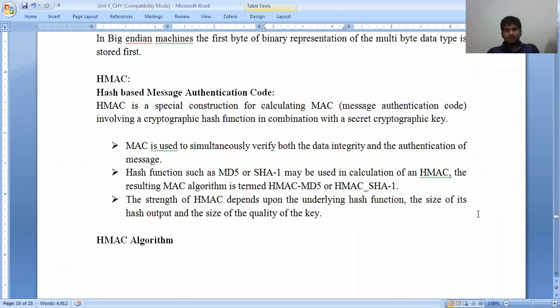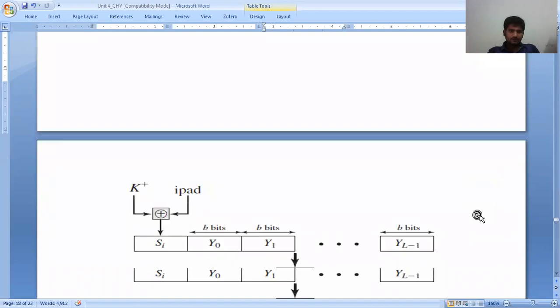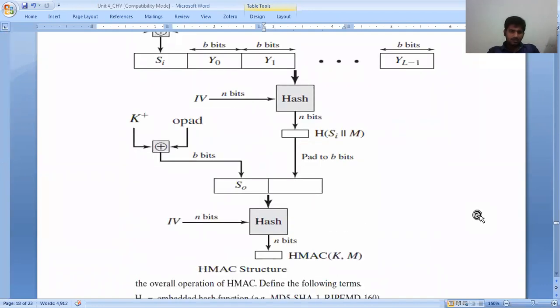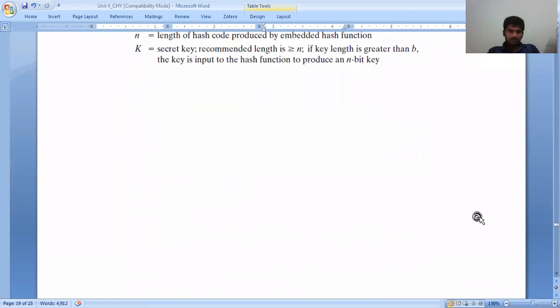The strength of the MAC depends upon the underlying hash function, the size of its hash, and the size and quality of the keys. So this is the hash function diagram, showing the structure of HMAC.